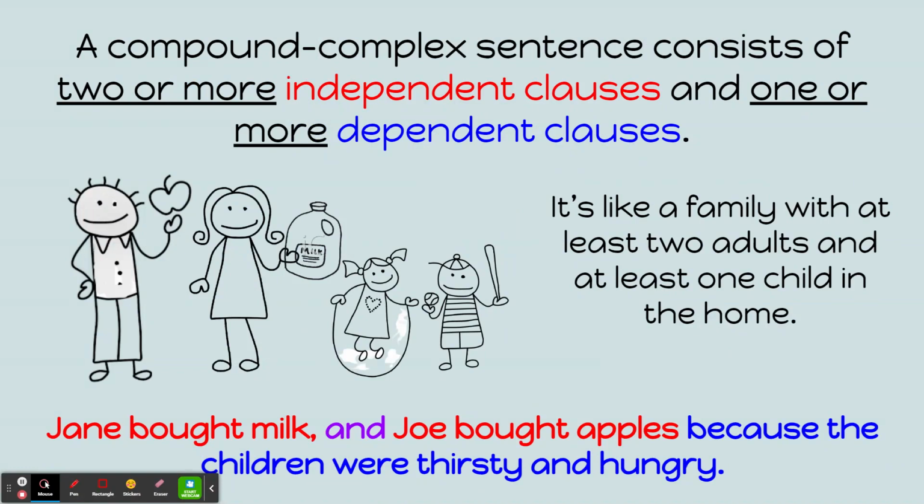A compound complex sentence consists of two or more independent clauses and at least one dependent clause. It's kind of like a family with at least two adults and at least one child in the home. Jane bought milk and Joe bought apples because the children were thirsty and hungry.